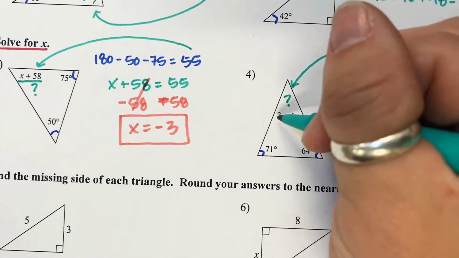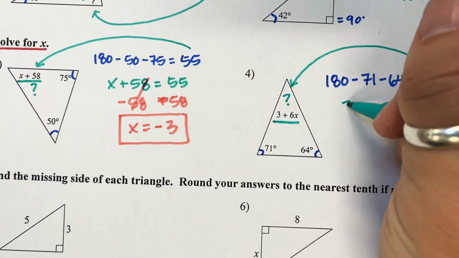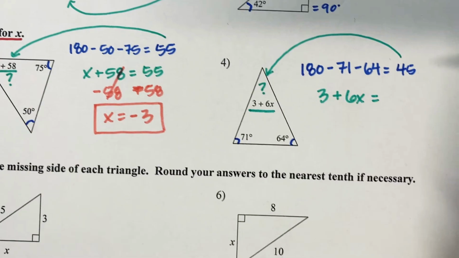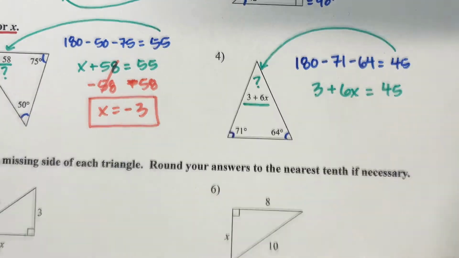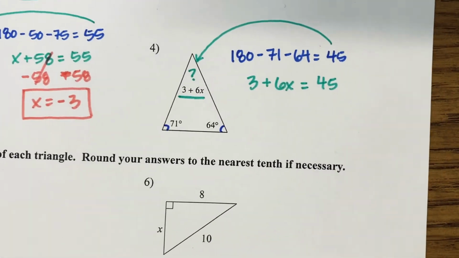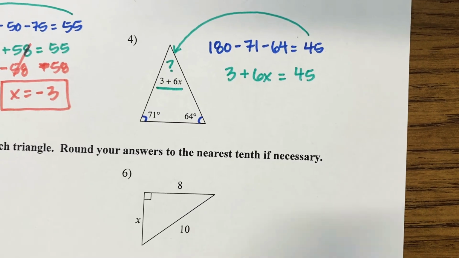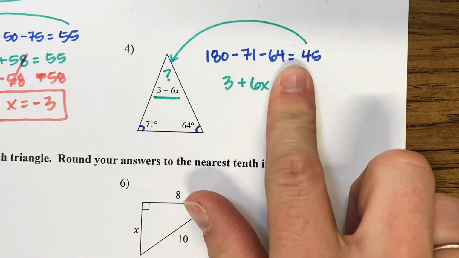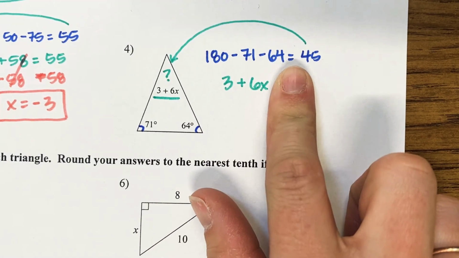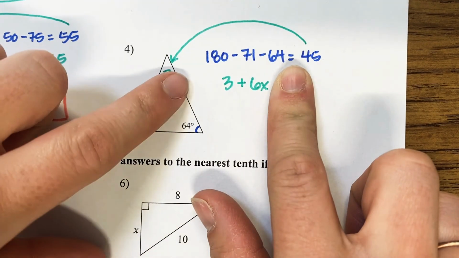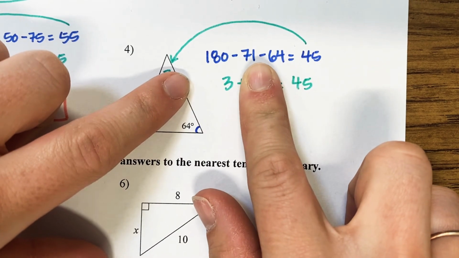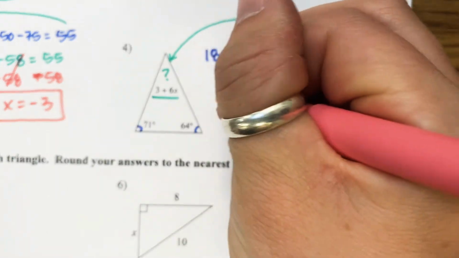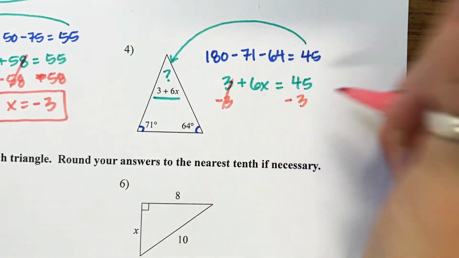We need to take the equation that it gives us, 3 plus 6x, and set it equal to what we found, 45. Now we can go ahead and solve for x. Looking at this side of our equal sign, what do I need to get rid of to get x by itself? I've got to get rid of this positive 3 first. So what's the opposite of positive 3? We're going to subtract 3.